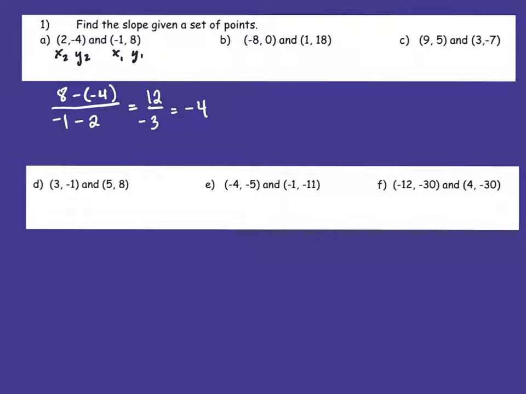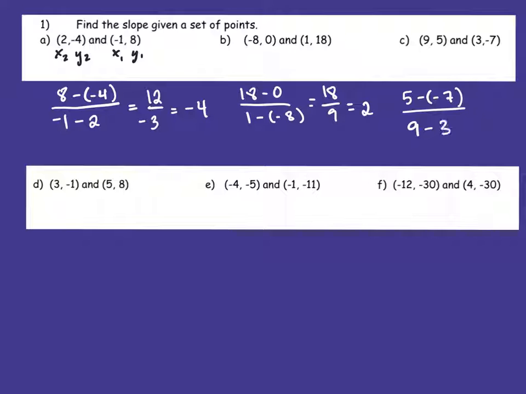On part B, I'm going to do 18 minus 0 divided by 1 minus a negative 8. So that is 18 over 9, which is a slope of 2. Next, 5 minus a negative 7 for our difference in y's, 9 minus 3. 5 minus a negative 7 is 12. 9 minus 3 is 6. So that's going to give us a slope of 2 as well.